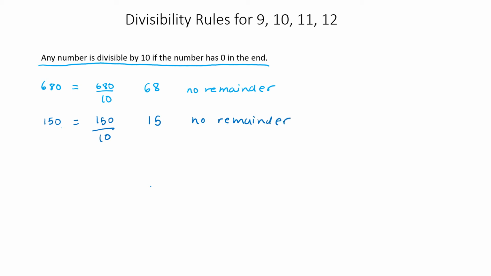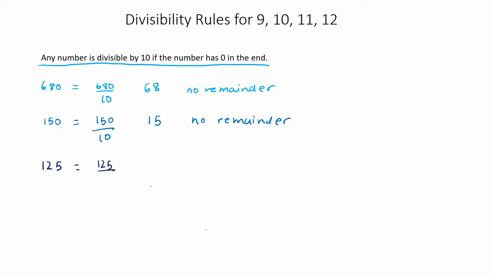Now let's take another example. This will be our last example for the divisibility rule of 10. Let's take the number 125. Now, according to our rule right here, 125 is not divisible by 10 because it does not end in 0. The last digit is not 0. But let's double check that.